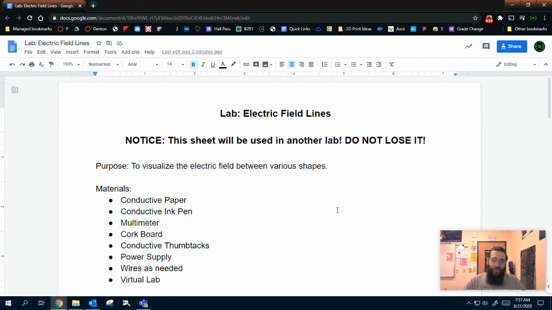As you can see on the screen, I've brought up the lab on electric field lines, and this lab typically involves taking a sheet of conductive paper and drawing some shapes and then plotting out the electric field lines, arrows pointing from higher potential to lower potential. But like I said, there is no real virtual counterpart for it. So the best we can do is just kind of go with what we have or what students have done in the past.